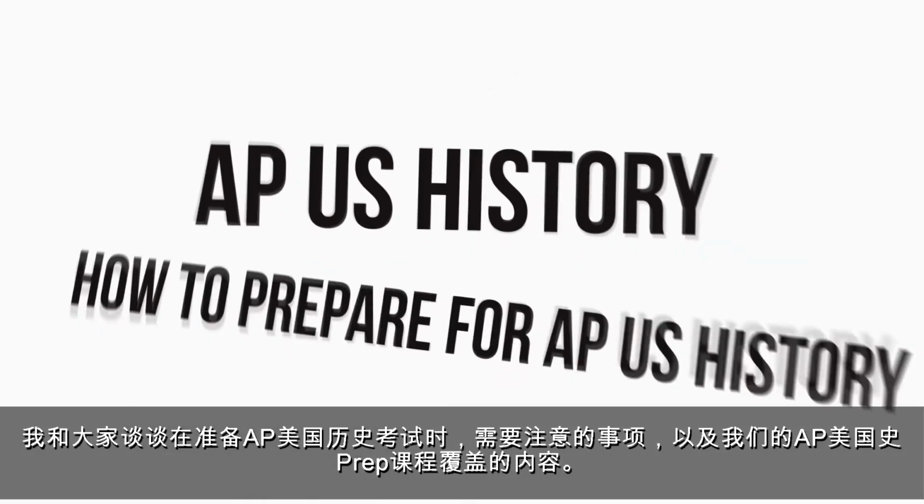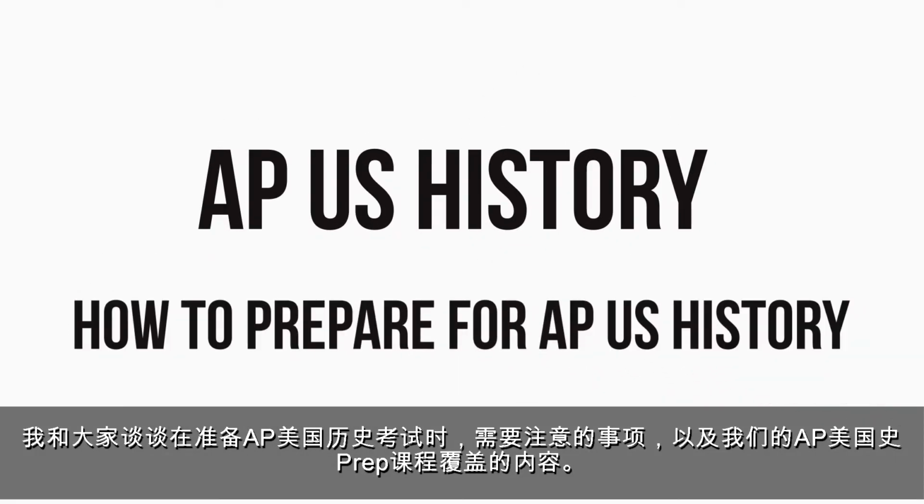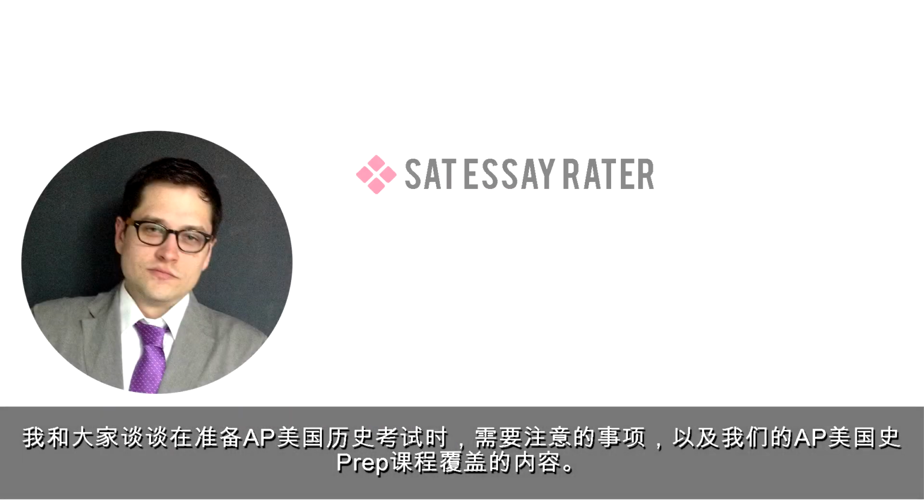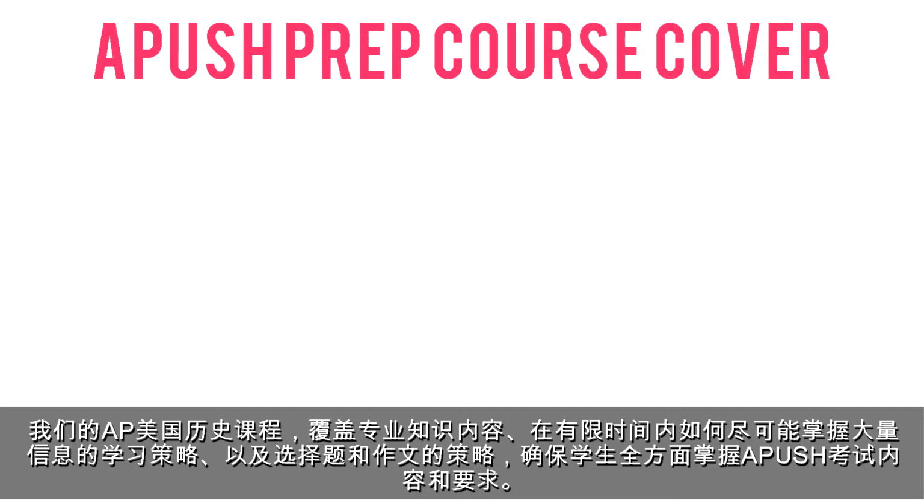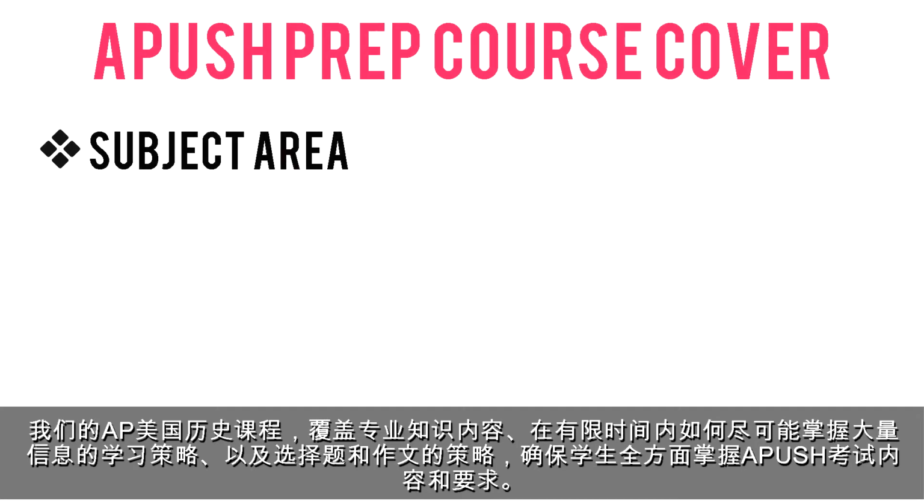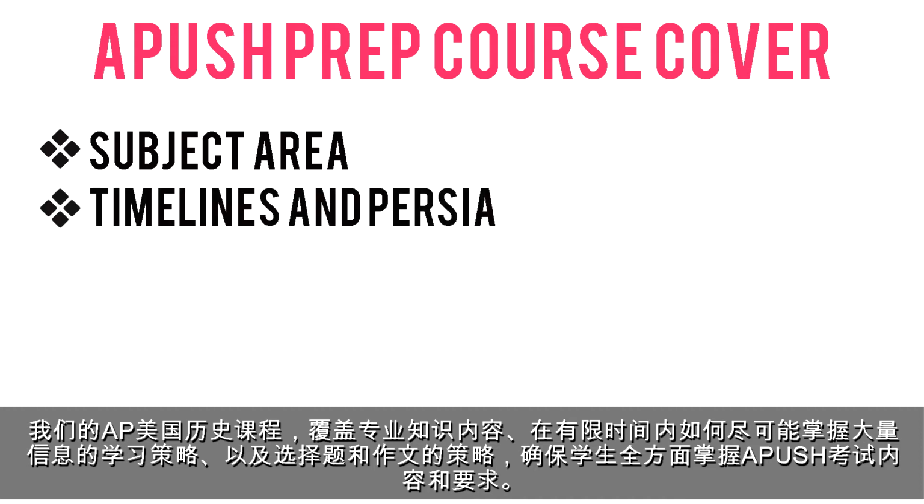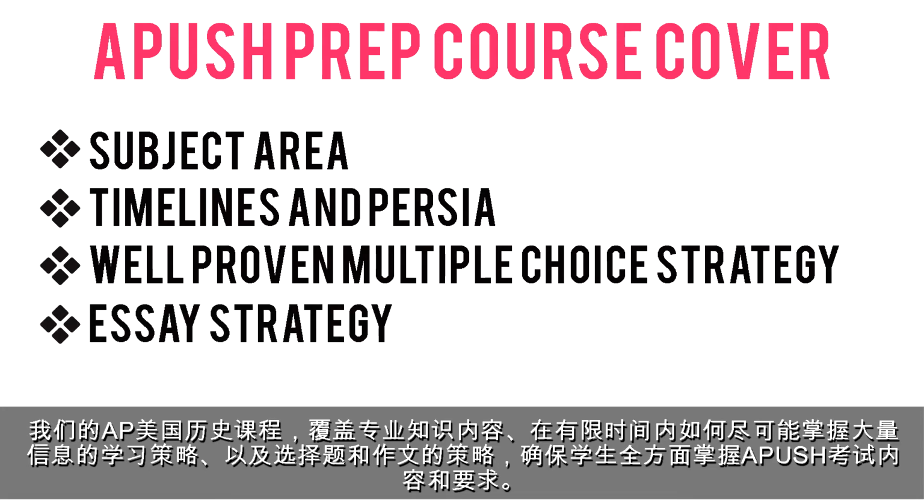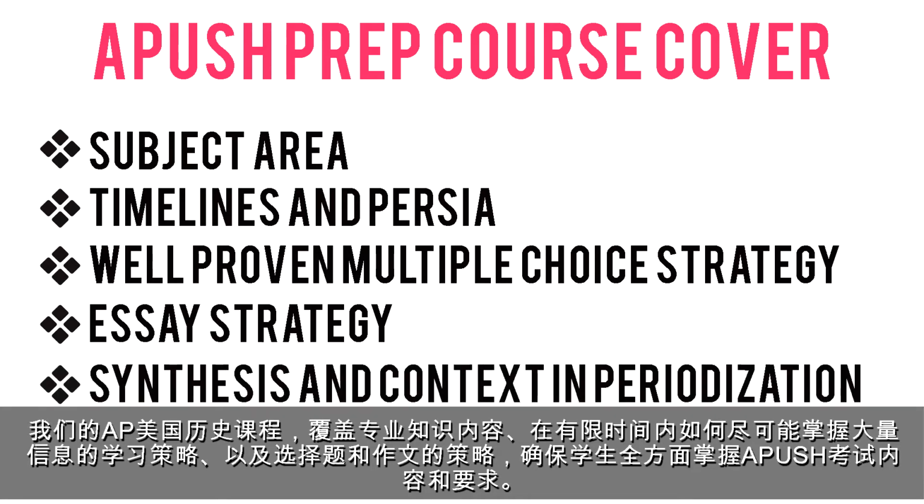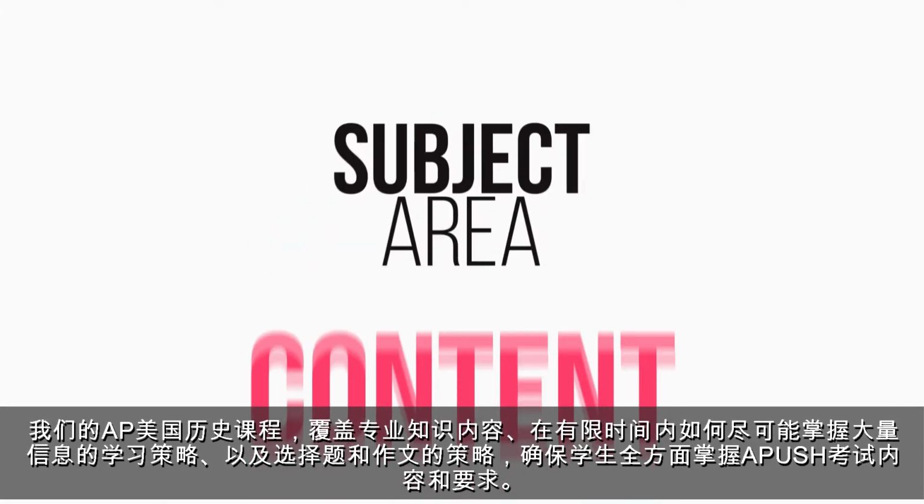I'm going to talk about some of the general things that students should be aware of when they prepare for AP US History and some of the areas that we would cover in a prep course. So this is just going to cover the subject area, study strategy that we use to cover a large amount of information in a short period of time, and various strategies for both the multiple choice section and the essay sections to make sure that students would be covered for everything they need to be covered on the test.